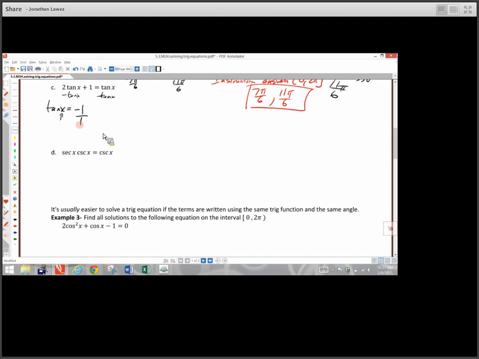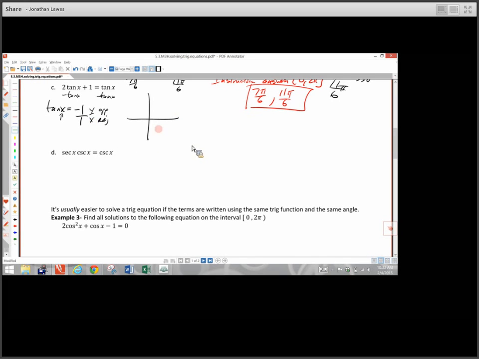Yes, it is a ratio. Yes, what sides? Okay, y over x, or we could say the opposite over the adjacent, right? So let's draw a picture of what this would look like. The opposite side needs to be -1, and the adjacent side needs to be +1. Or the x is 1 and the y is negative 1. That puts me forward 1 and down 1, right?